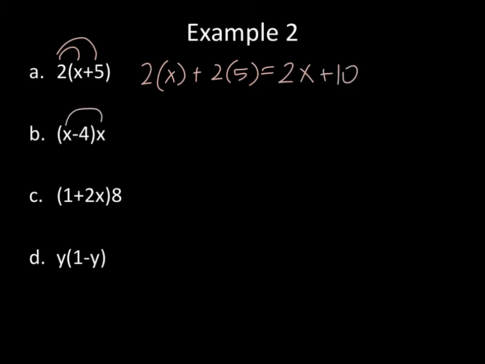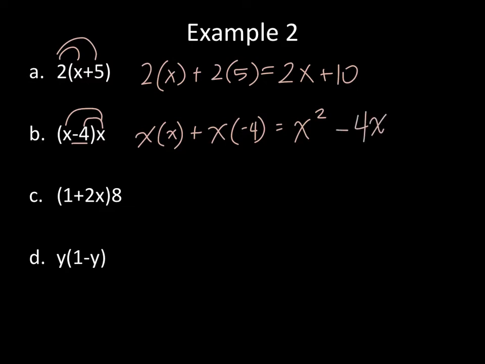This next one, x times x plus x times negative 4 now. And I know this x times x is just going to be x squared. X times negative 4 is going to be negative 4x. And again, this was actually plus negative 4x, which I just simplified already. I went straight to simplifying it to be minus 4x.